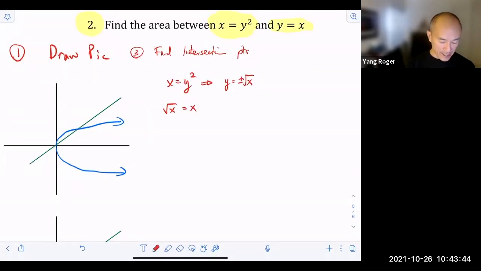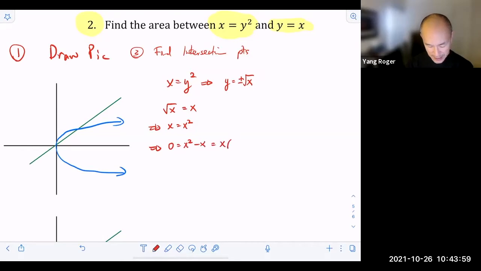And then I can square both sides. When I square both sides, I get x is equal to x squared. This gives me 0 is equal to x squared minus x, which is equal to x times x minus 1. So from doing that, I can see that my intersection points are x equal to 0 and x equal to 1. Are there any questions about that?